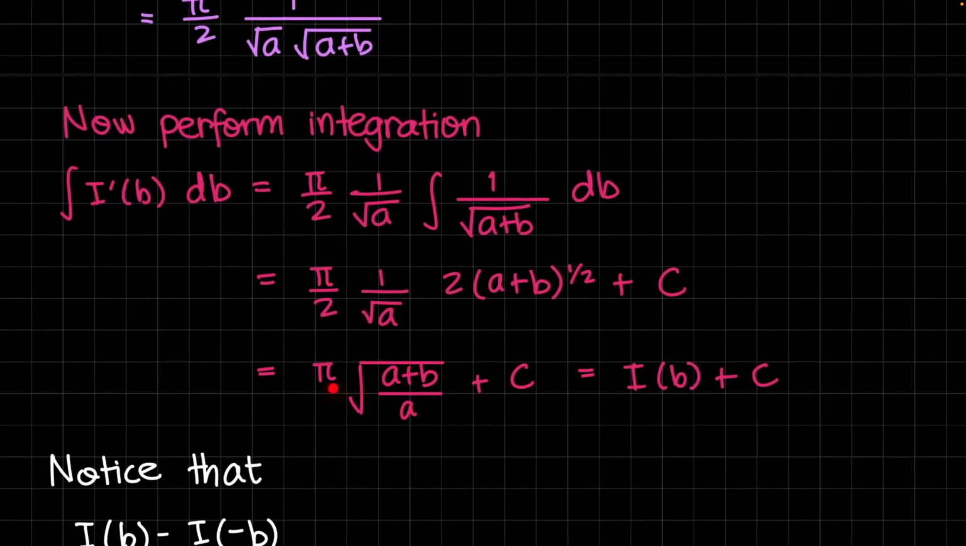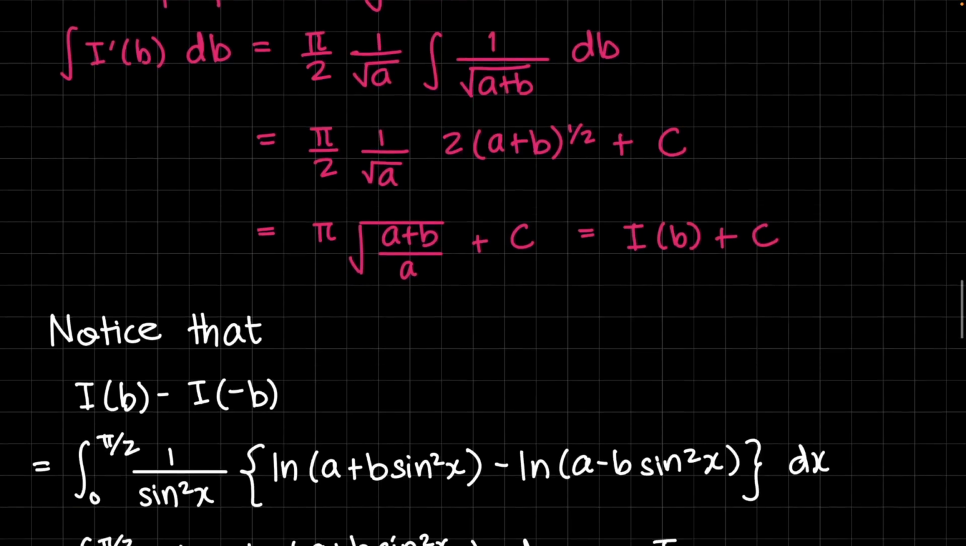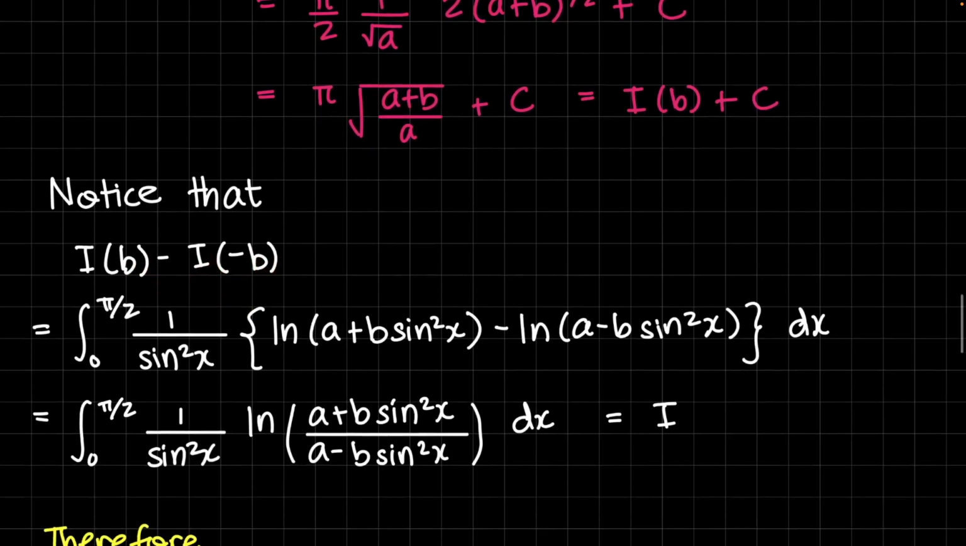The 2's will cancel, so pi times the square root of (a plus b) over a plus c, which is actually, by the fundamental theorem of calculus, I of b plus c. Okay, it doesn't matter what constant we have, because notice that when we take I of b minus I of minus b, we get the integral from 0 to pi over 2 of 1 over sine squared x times (ln of a plus b sine squared x minus ln of a minus b sine squared x) dx.